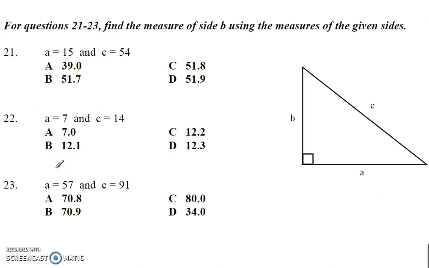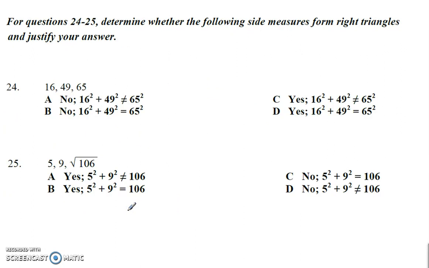Okay, find the measure of side B using the measure of the given sides. So, same procedure, c squared minus a squared. So, 54 squared minus 15 squared, and then square root that puppy. Okay, same thing, numbers 22 and 23. Easy peasy. Here we want to know, are these the measures? So first we determine which side is C. That would have to be this one.